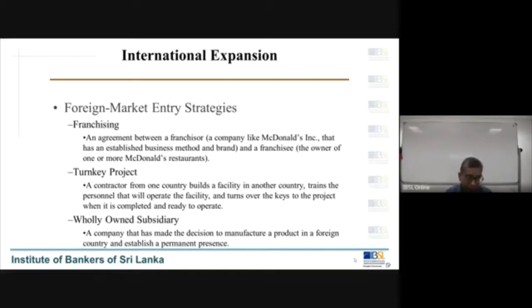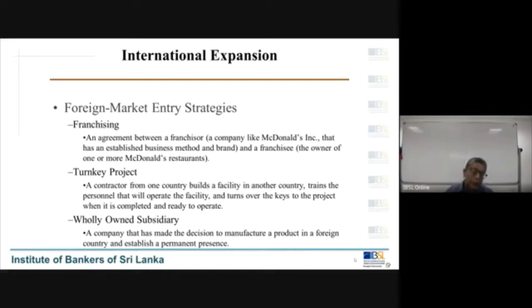We have in the Jaya terminal, we had gone for a turnkey project because that Jaya terminal we have given to a third party and they will operate it, and they constructed the terminal, and now I think they have given it back to the Sri Lankan government. So turnkey means handing the key back. This is usually for construction companies. They want to expand their businesses. They use the turnkey arrangement.